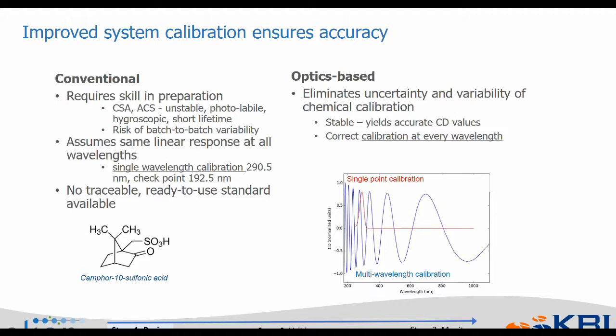What we can do using the Chirascan Q100 is an optics-based calibration. This eliminates the uncertainty and variability that we see with chemical calibration, and importantly, it also uses a multi-wavelength calibration, so we are able not to assume anymore that there's a linear response at all of the wavelengths like we do with conventional calibration.